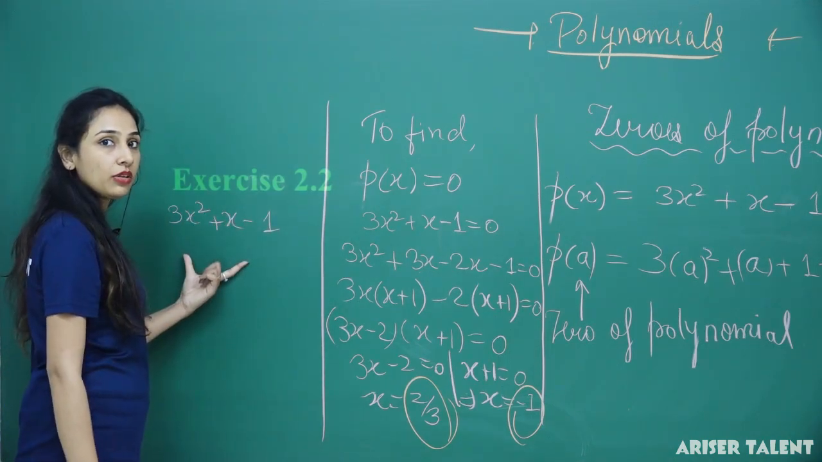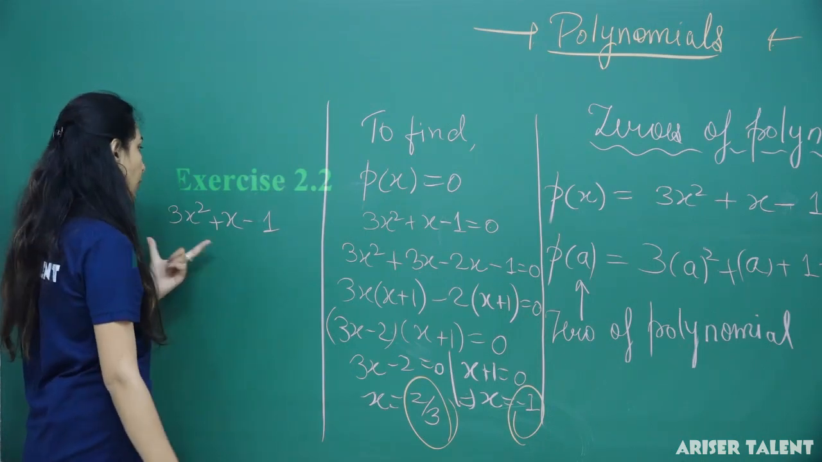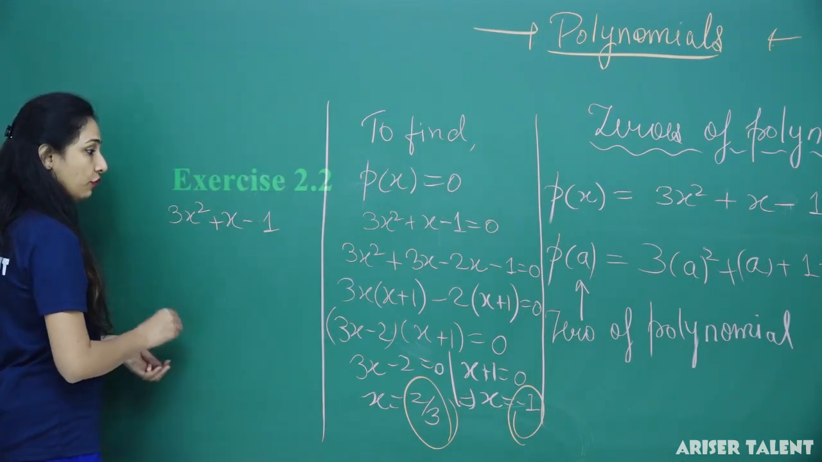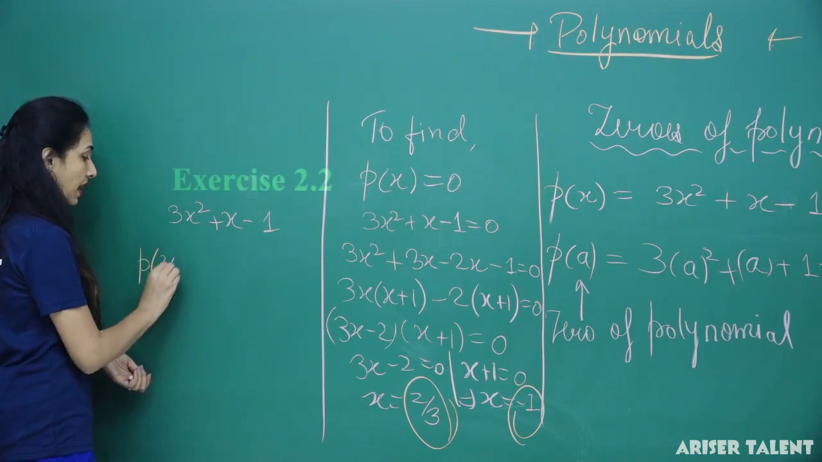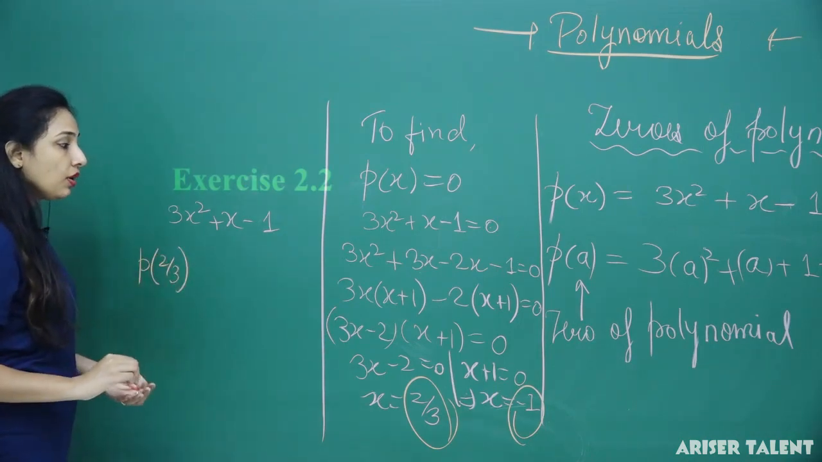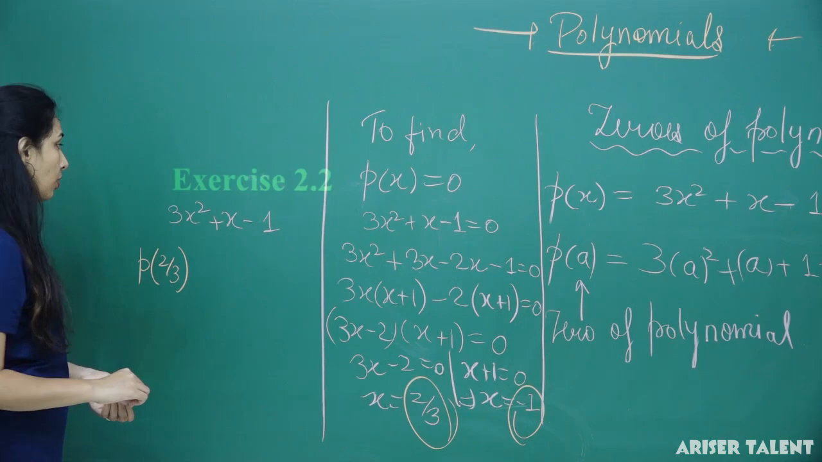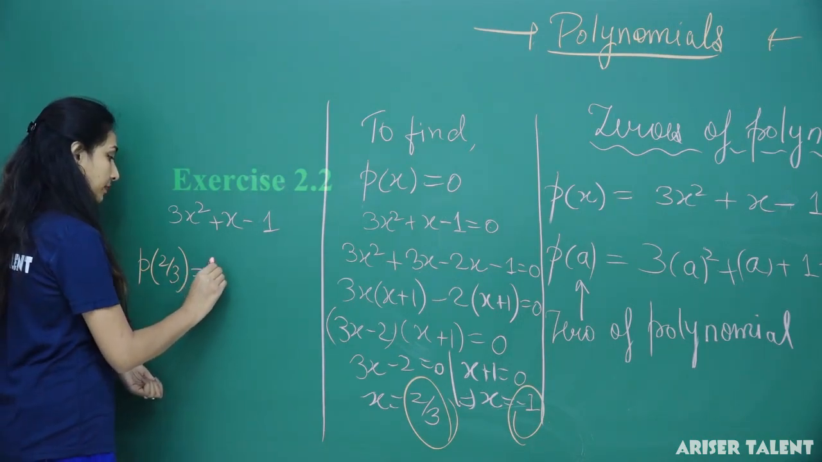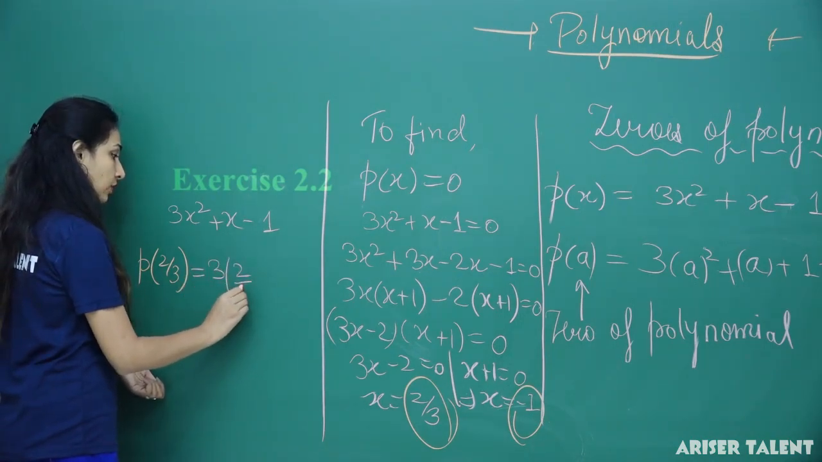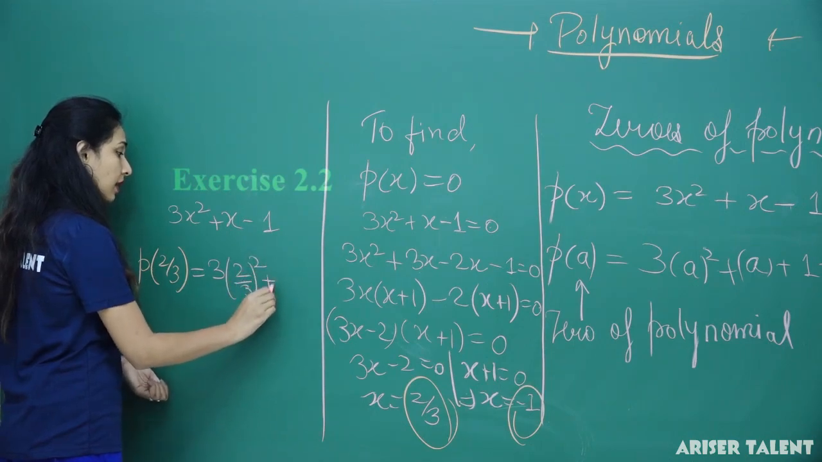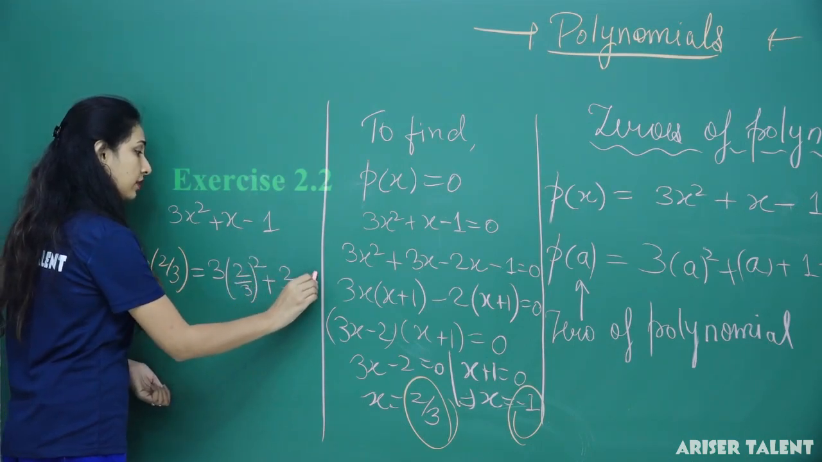You have this particular equation, students. Now what you have to do? You have to find out p of 2 by 3. So that will be 2 by 3 whole square plus 2 by 3 minus 1.